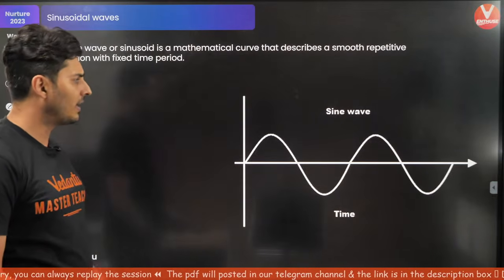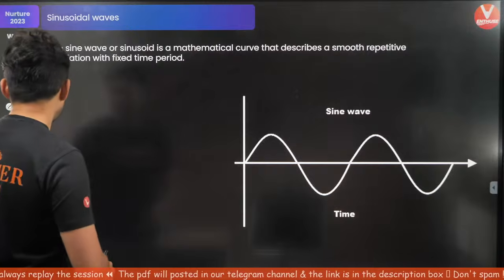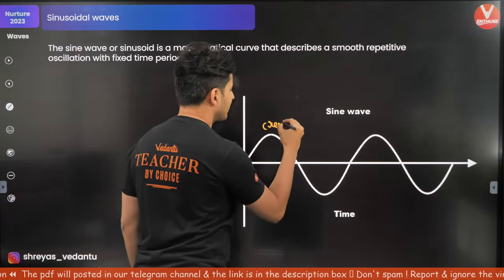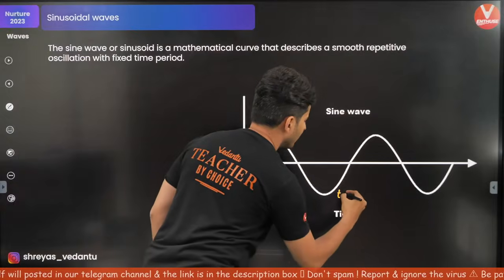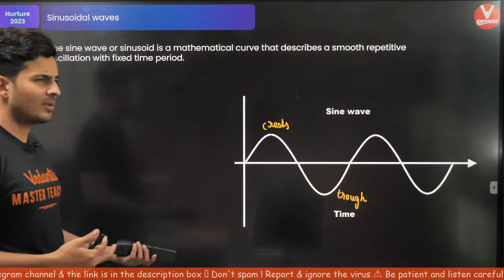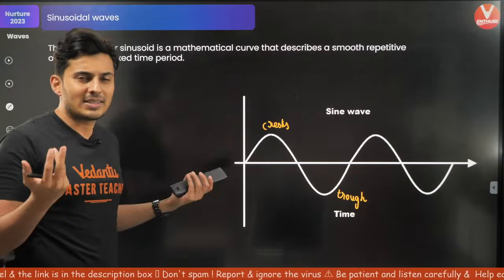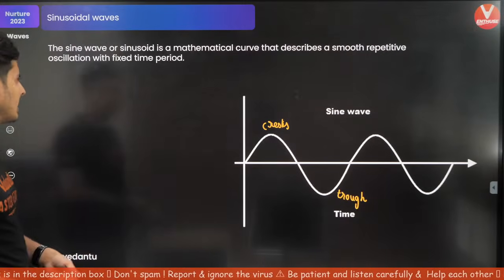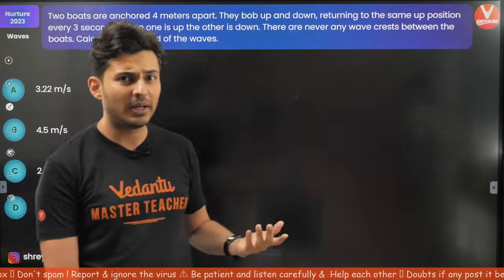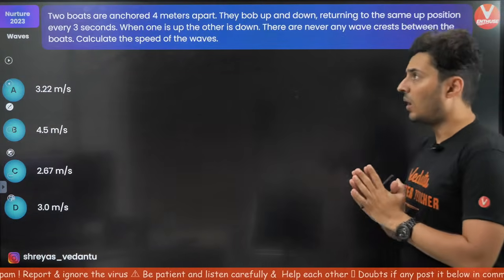It's a repeating pattern. There are peaks, there are valleys. You can also call these things over here crests, and these are called troughs. This is called a trough. It's a smooth sine wave. Even a cosine wave will do, because sine and cosine, at the end of the day, are the same thing. So let's solve a question before going to the generic equation of the sine wave.